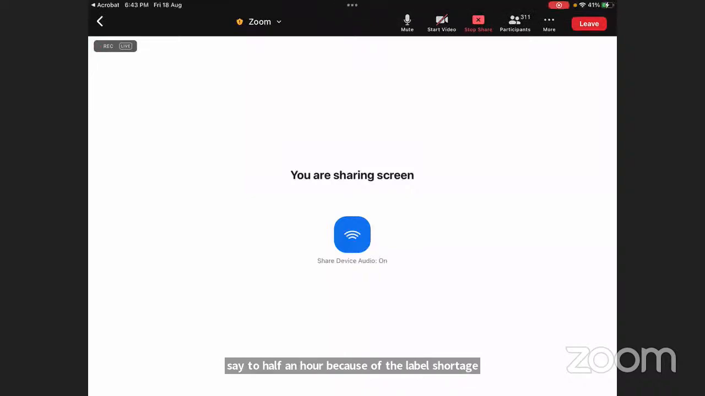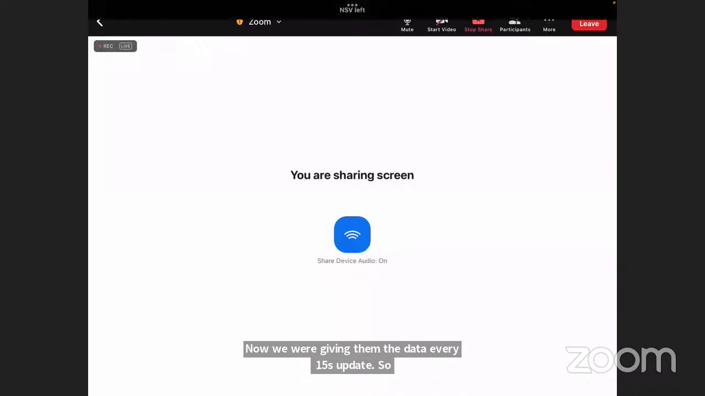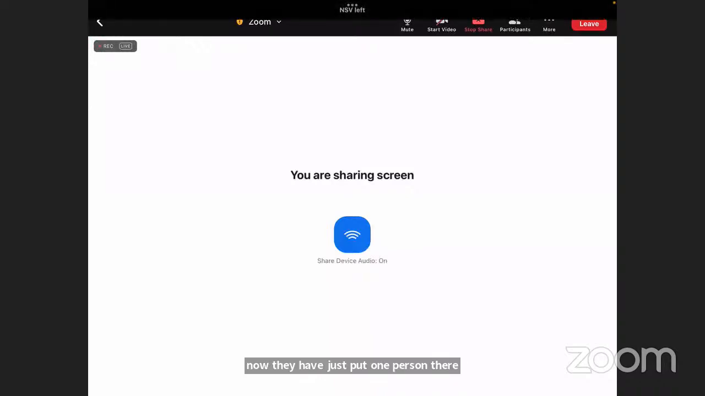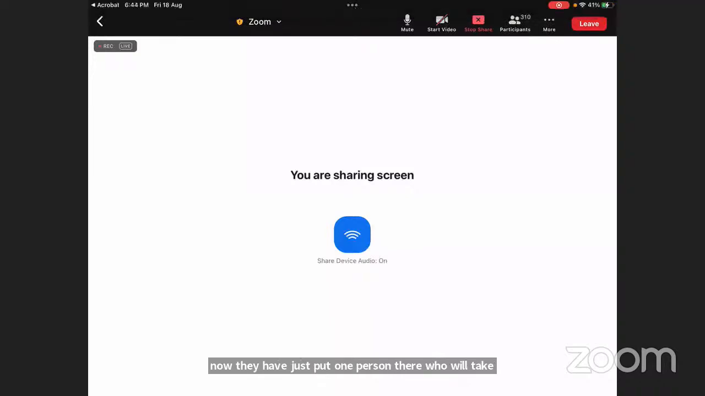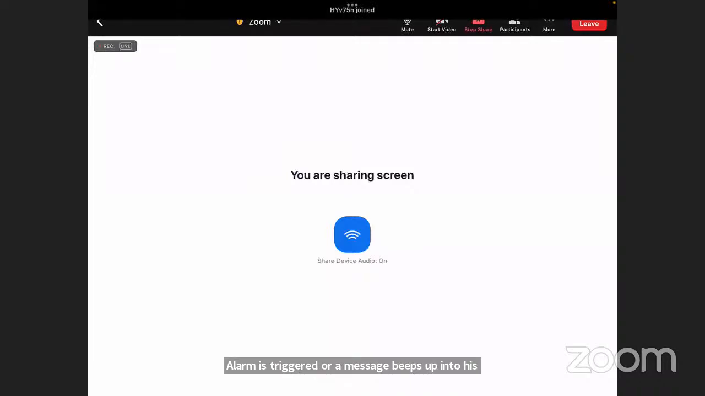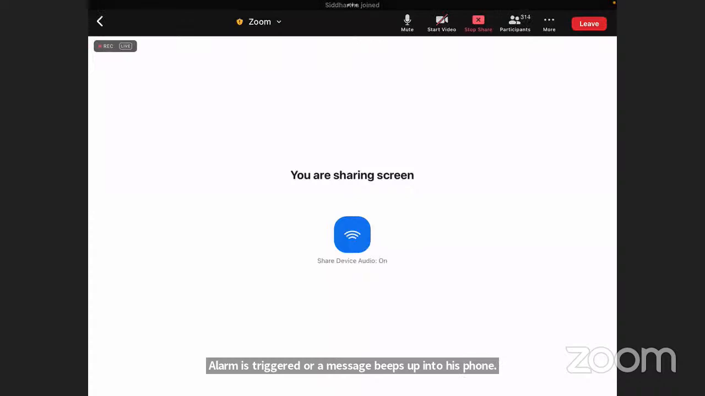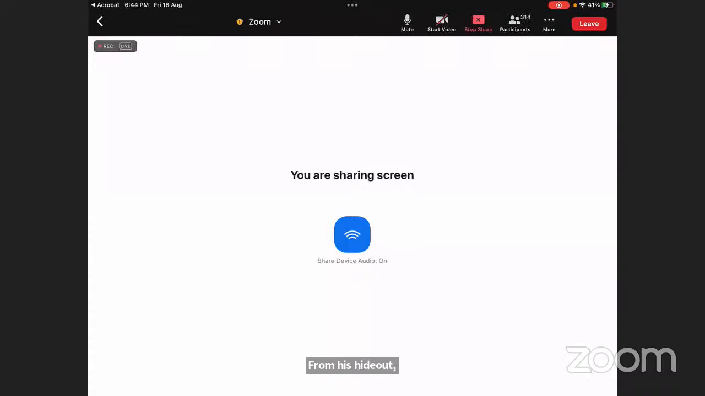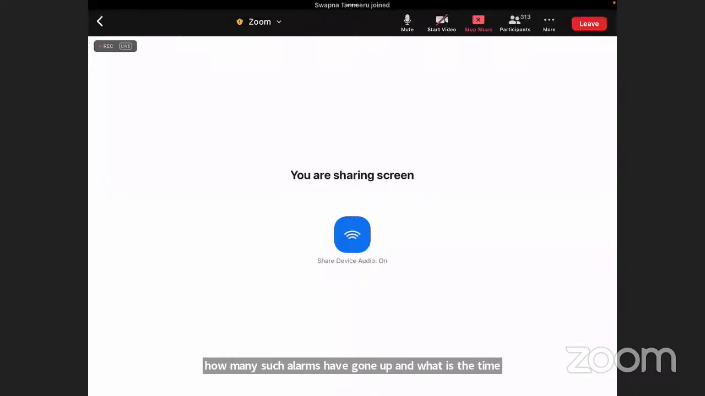So now we were giving them the data every 15 seconds update. They have put one person there who will take action whenever an alarm is triggered or a message beeps up on his phone from his higher executive. The higher executive also knows in one day how many such alarms have gone up and the time in which the alarm was solved or the alert was handled. So he can increase the efficiency.